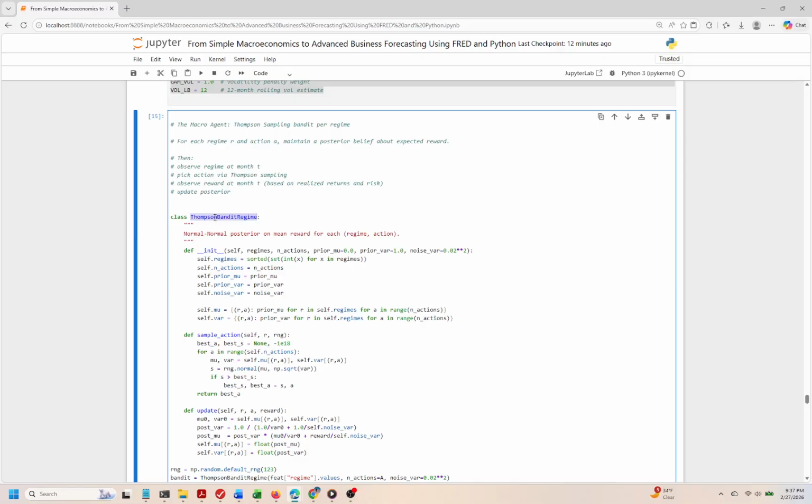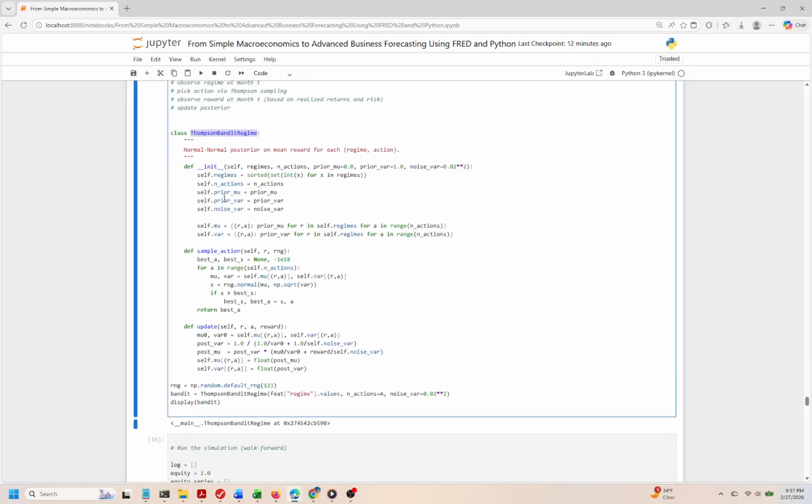The class named ThompsonBanditRegime begins by initializing key parameters. It captures the unique regimes and the number of actions available, while also setting up prior beliefs about the mean and variance of expected rewards. Here, the prior is a normal distribution characterized by default values. This is crucial for establishing a baseline from which updates can be made as we gather more data.